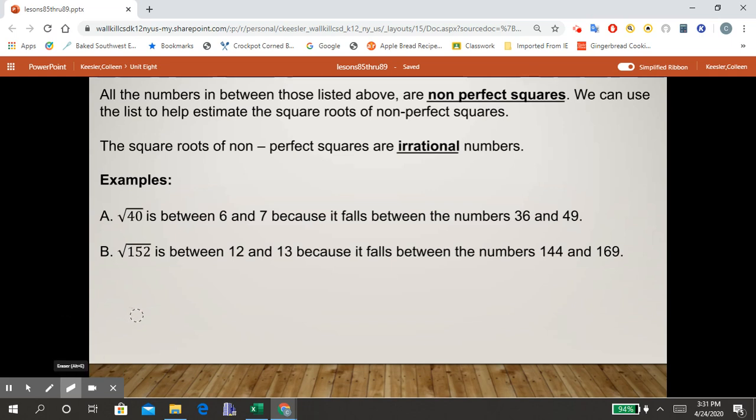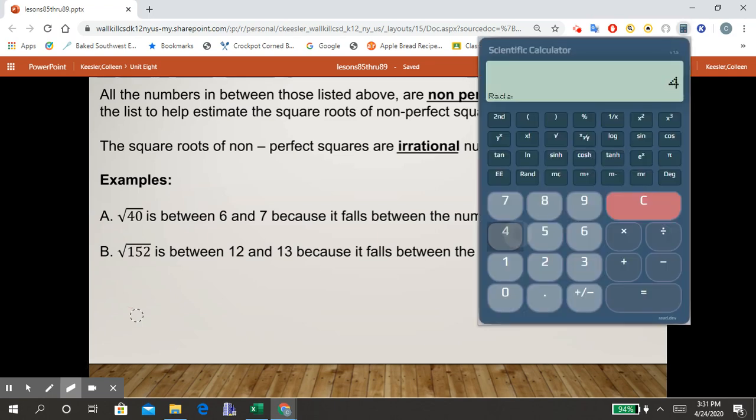Some examples are A, the square root of 40, and that's going to be between 6 and 7 because it falls between 36 and 49. I can prove it if I do the square root of 40 on my calculator. I get 6.324555532, which is between 6 and 7. So we can estimate the square root of 40.